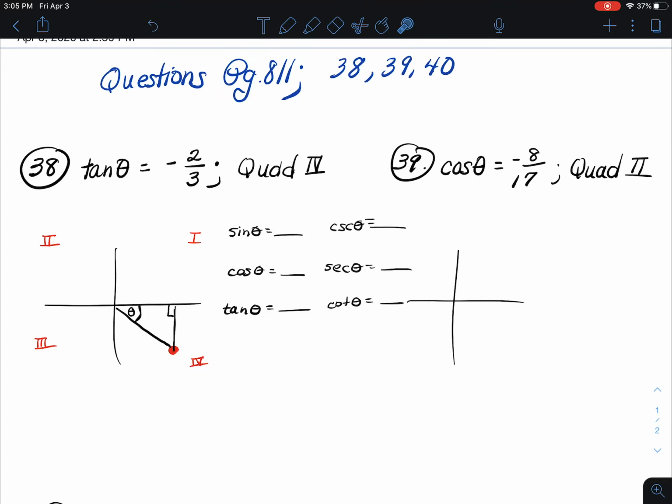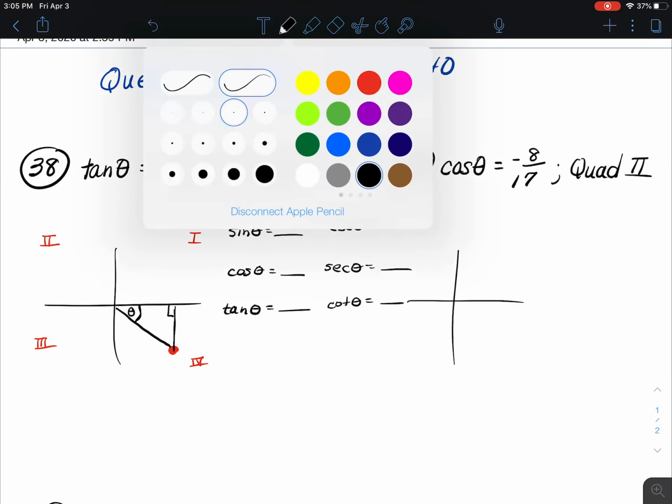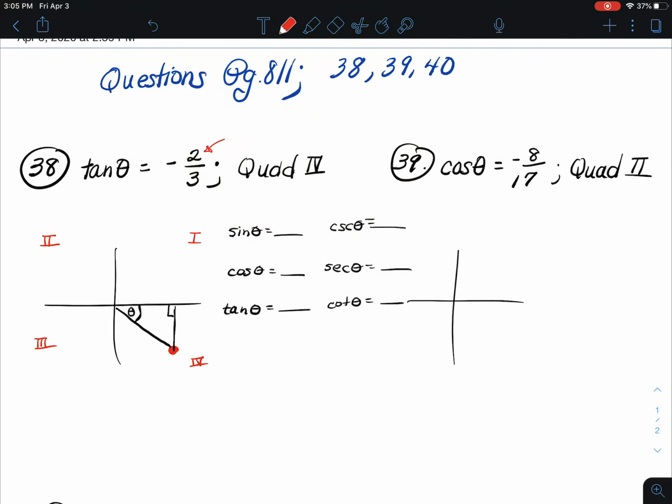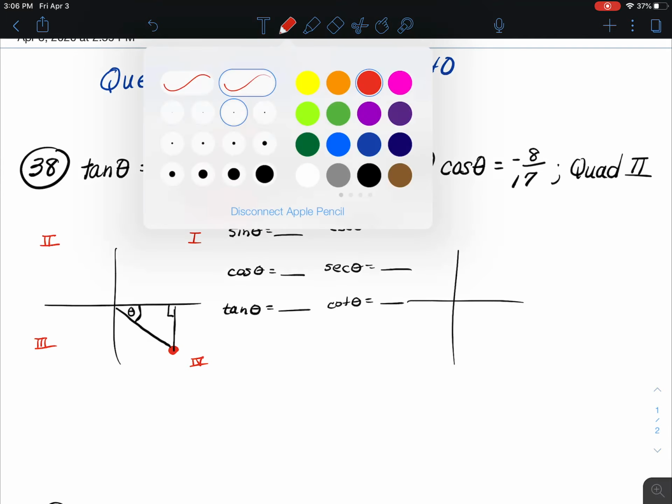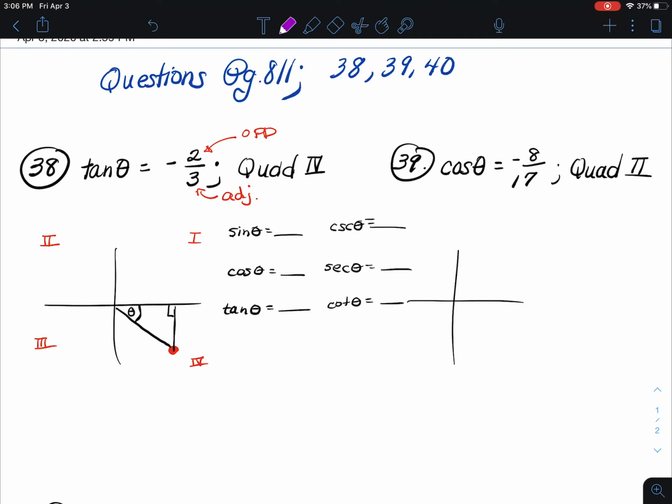Okay, let's look back at the trig function then. It tells us that tangent is negative 2/3. Let's think about what tangent is. Tangent is opposite over adjacent. So I'm going to label 2 sides of this triangle. Opposite the theta symbol, I'm going to put a 2. And then adjacent to the theta symbol, I'm going to put a 3.